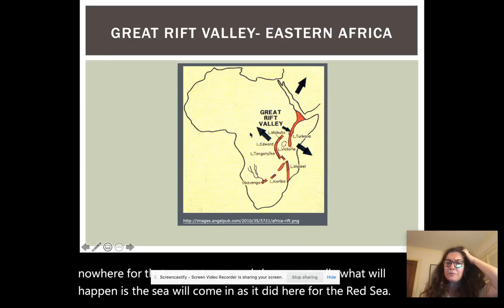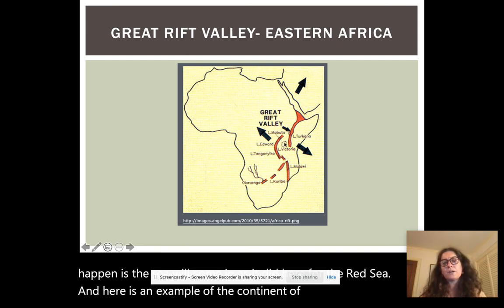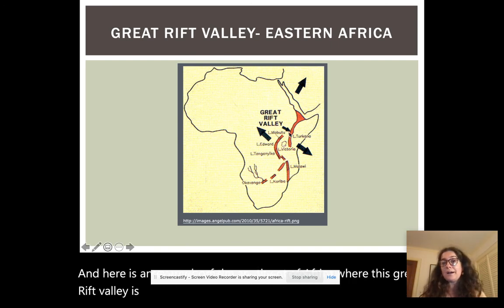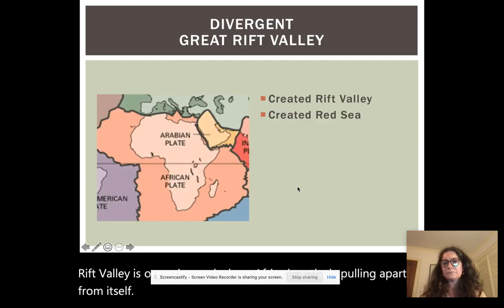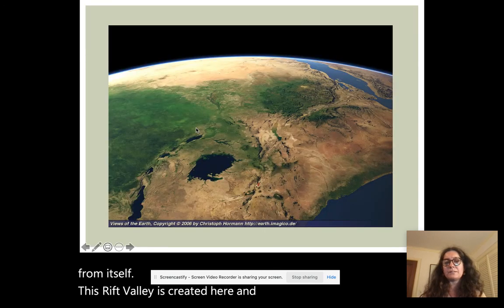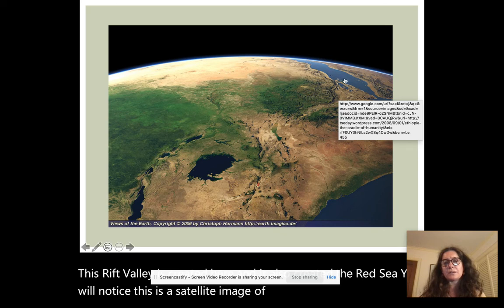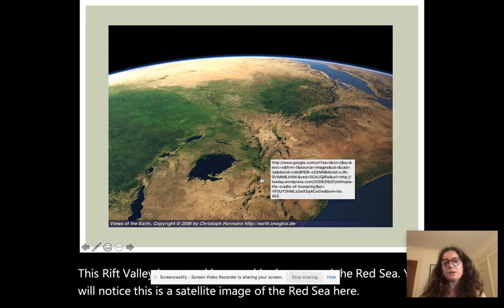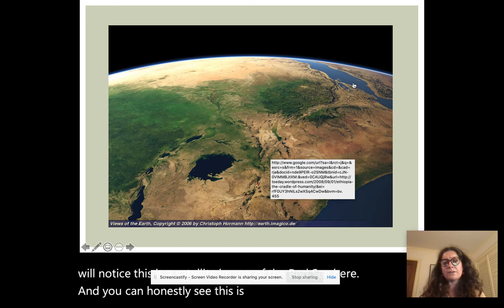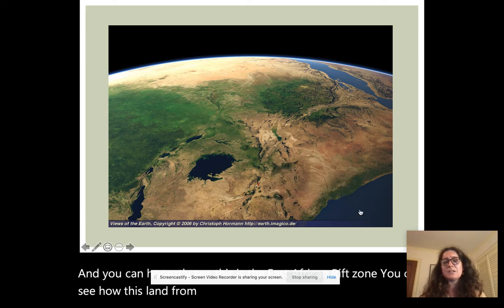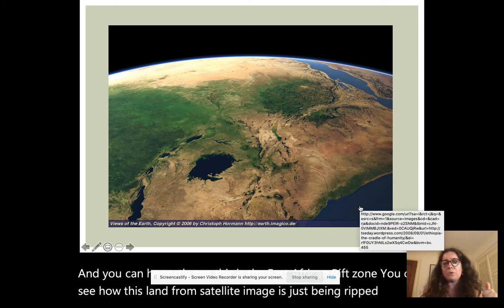And here is an example of the continent of Africa where this Great Rift Valley is occurring and where Africa is actively pulling apart from itself. This Rift Valley is created here, and it also created the Red Sea. You will notice this is a satellite image of the Red Sea here. And you can honestly see this is the East African Rift Zone. You can see how this land from satellite image is just being ripped apart. It's just being pulled apart.